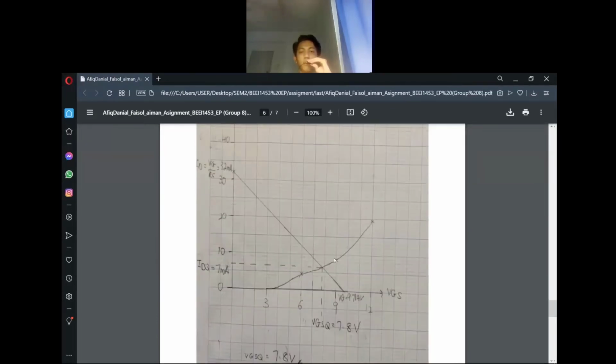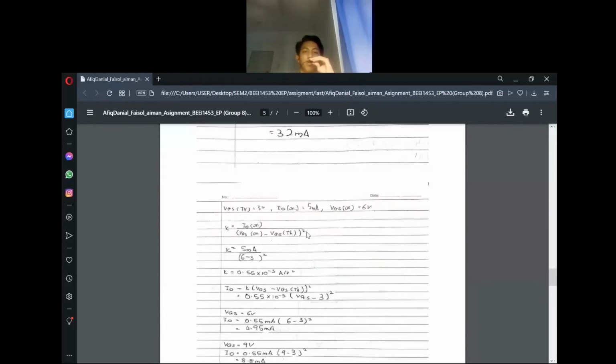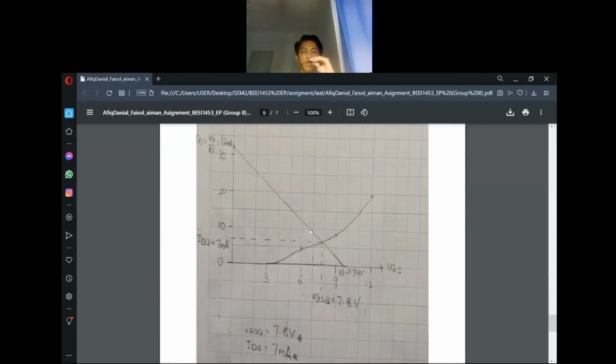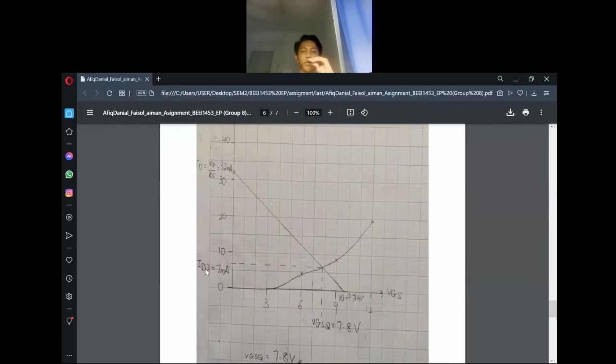So ID is 32 milliampere, and we plot it here. And just now we got VG equal to 9.714 volt. We plot it here and make a straight line for this graph. From the graph given, we must find VGSQ and IDQ. So just now, we get a straight line. How do we get this line?